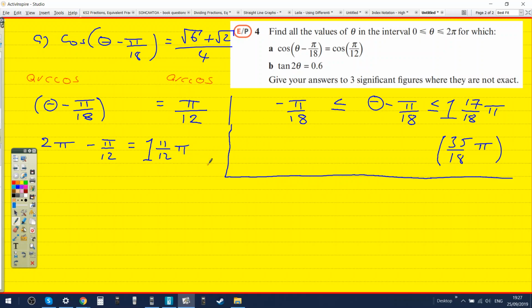Minus pi over 12, is that inside or outside the range? Our range goes down to minus pi over 18. Minus pi over 12 is too big, or I suppose too small. Yeah, 1/18th is smaller than a 12th, and so we've only got these 2 answers in the range. Okay, is that full marks? 2, 1, 2.